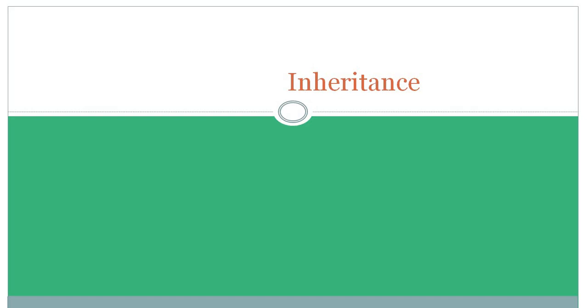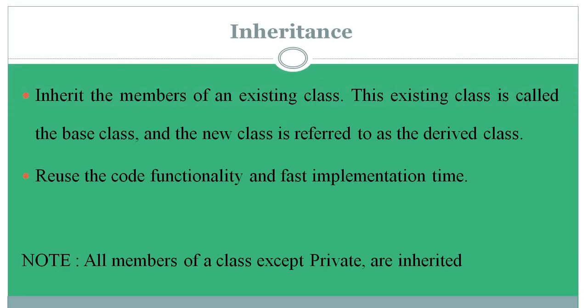What is meant by inheritance? The mechanism by which one class gets the properties of another class. Inheritance is a meaningful way to relate two or more classes. Inheritance implements an is-a relationship. For example, a dog is an animal.